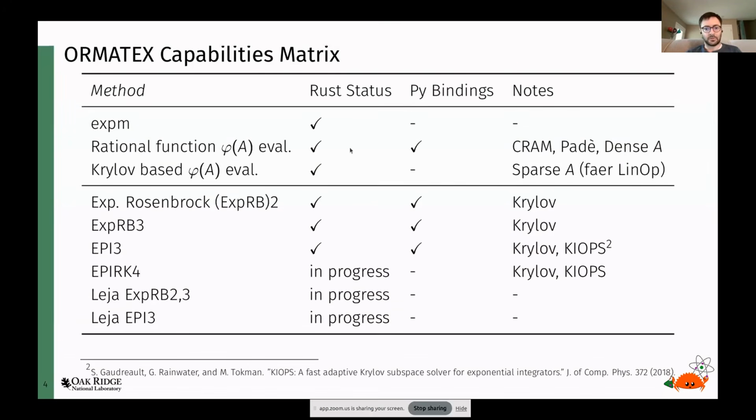So far on the Rust side, we have three exponential integration routines. We have exponential Euler, or exponential Rosenbrock order 2, and we have a third order exponential Rosenbrock scheme. These are both Krylov backed. So again, these can be applied when you don't necessarily have to form the matrix A. All you need is the linear operator A.